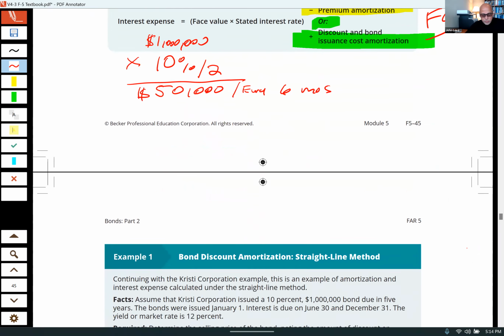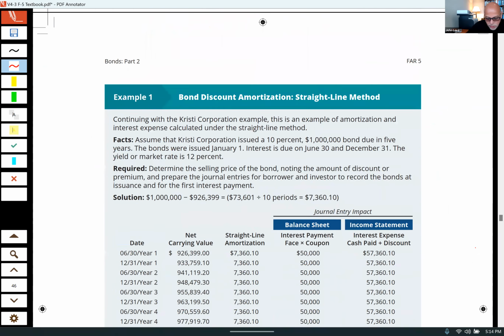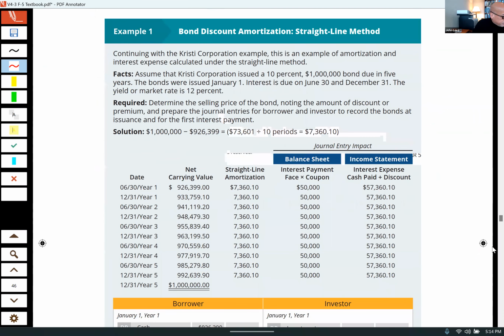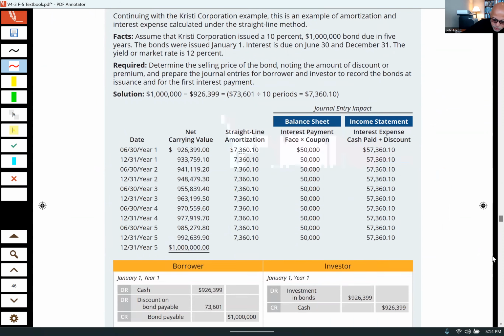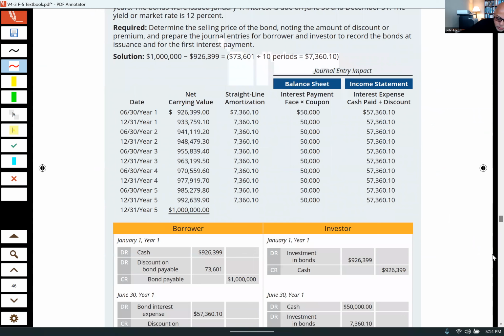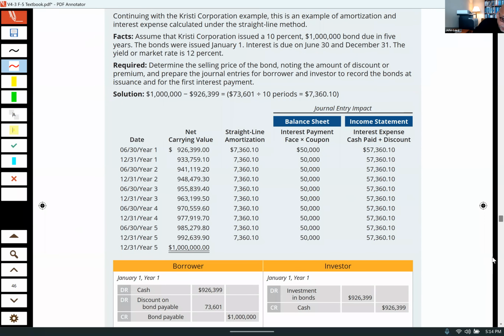Now you come over and take a look, and we're going to look at the straight line. You're going to see, guys, it's pretty darn easy. We issue the bond at a discount, meaning we issued it for less than face. So we have the $1 million minus what we issued it for. Remember, we use the market rate of interest to discount the interest payments and the principal payment: present value of an annuity for the interest, present value of $1 for the principal.